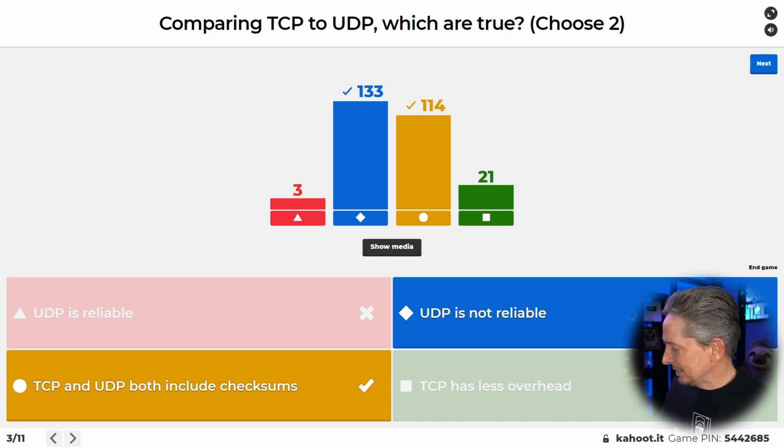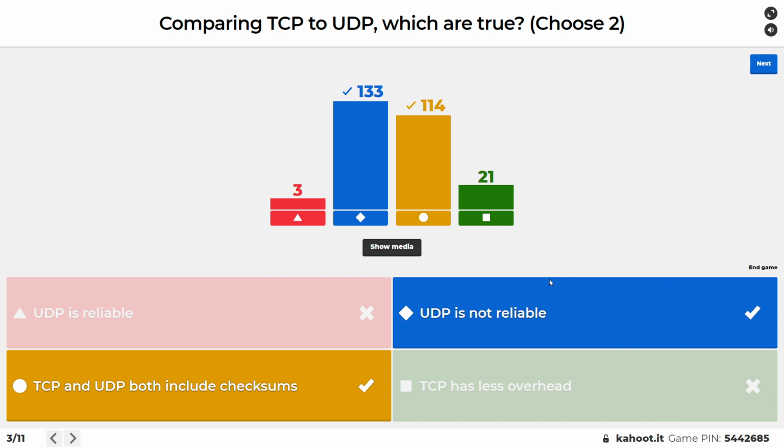All right, so comparing TCP to UDP, which of the following are true? UDP is not reliable. That's because it doesn't have three-way handshakes, doesn't do acknowledgments, and TCP and UDP both include checksums. If you look at the header of a UDP packet, for the individual segment of data, there is a checksum field that can be used to validate data integrity for that package of data.